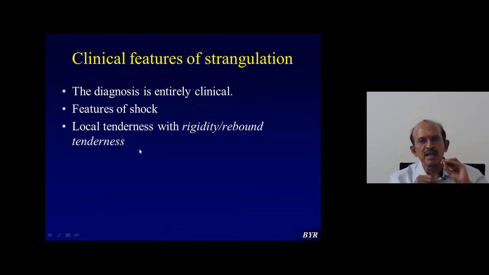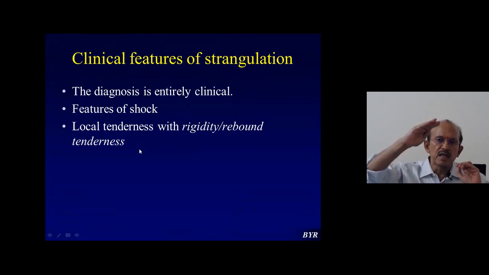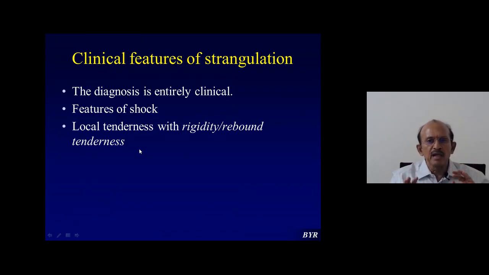So you can illustrate the same rebound tenderness sign in acute appendicitis also. In acute appendicitis, when you press your hand down and suddenly lift it in the right iliac fossa, the patient winces with pain. The same thing is there in strangulation also. This always indicates that this is an early sign of local peritonitis.